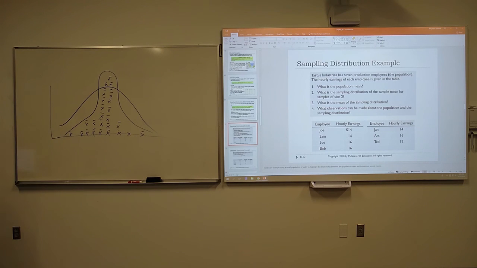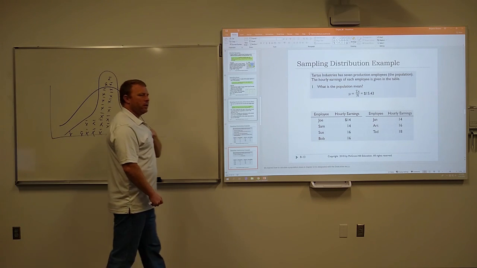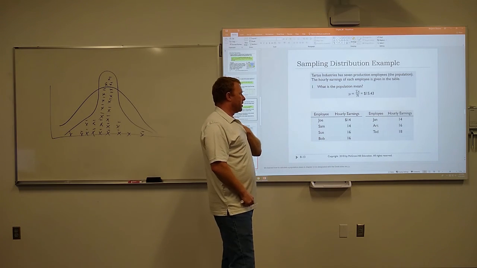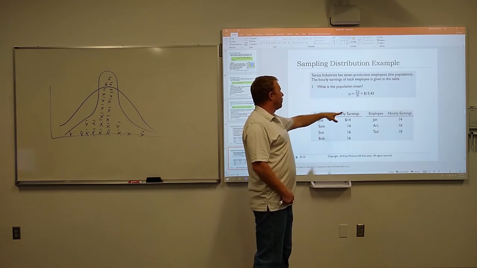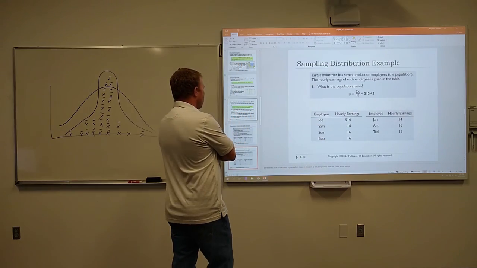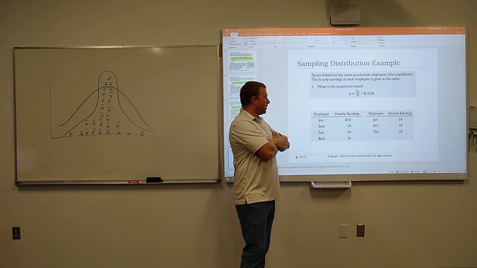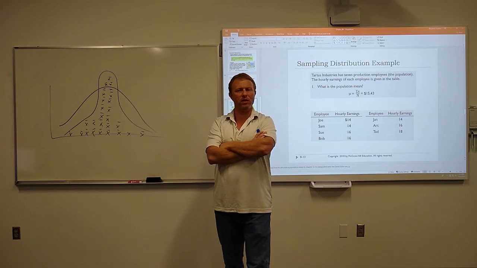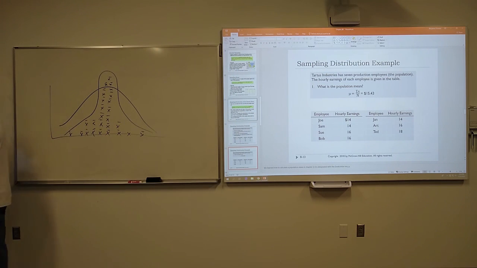Okay. So question 1, what's the population mean? How are we going to figure that out? Well, we're going to add them all up and divide by the population size, uppercase N, in this case, and we're solving for mu. Population is what we're dealing with here. So we have Joe, Sam, Sue, Bob, Jan, Art, and Ted with their hourly earnings. We add them all up, divide by 7, and we get $15.43 an hour as the average earnings at TARDIS Industries for the production employees.